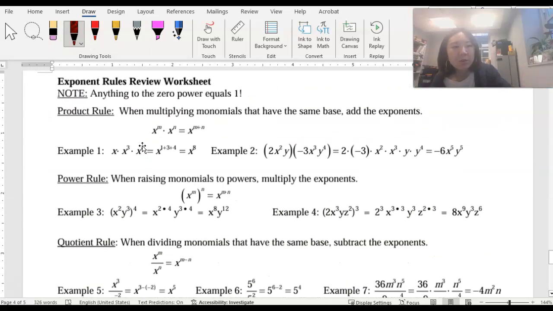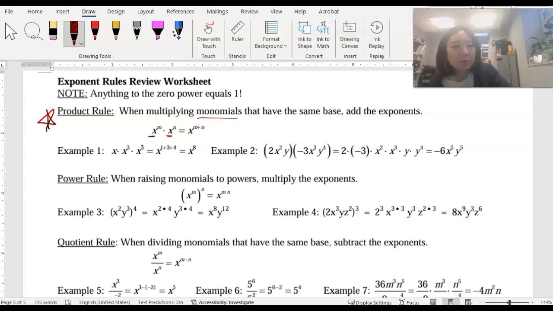The second part of this is going over exponent rules. And so if you've forgotten these, we are going to review them, but you need to know them for this unit. So the product rule means when you're multiplying monomials, meaning you're multiplying these variables that have the same base, you add the exponents. So for example, x times x cubed times x to the 4th is the same as x all to the power of 1 plus 3 plus 4, which is x to the 8th power.